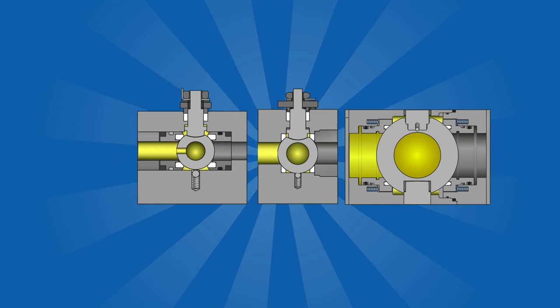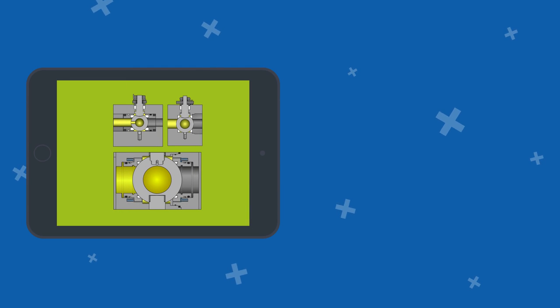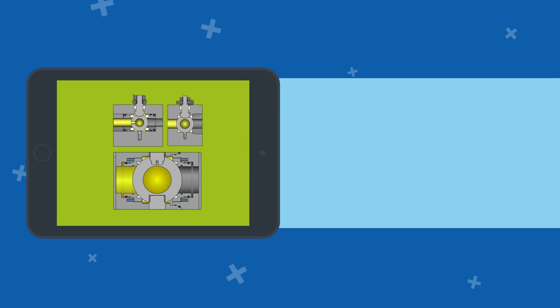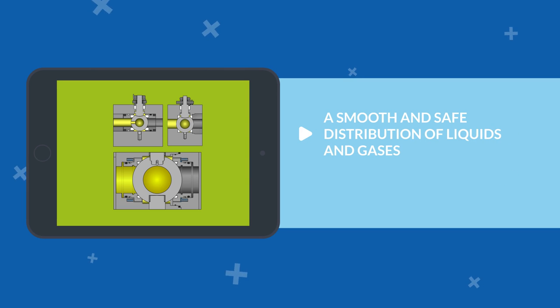There you have it. Now you know how to ensure reliable cavity relief with a DBB floating or trunnion ball valve to ensure a smooth and safe distribution of liquids and gases and prevent leakages.